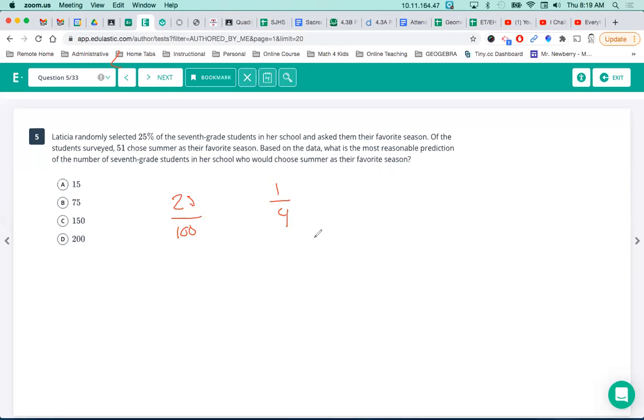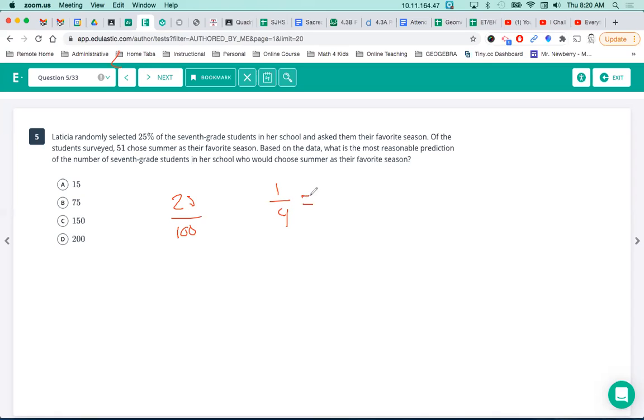Now, what we can do is set up a proportion here. You could use the 25 over 100, but it's easier if we reduce it to 1/4. I'm going to make it a reducible fraction, so it'll be easier to work with.